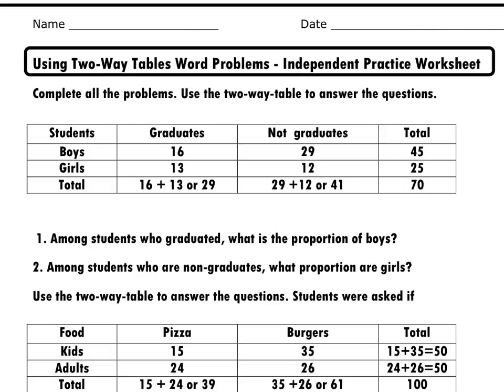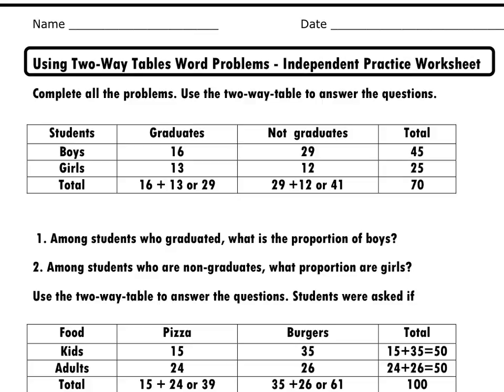Well, there are 16 plus 13 or 29 graduates, 29 plus 12 or 41 non-graduates, and 29 plus 41 is 70, 45 plus 25 is 70. So that's the way these two-way tables are set up, and we're actually going to use that. We're going to make some tables here in a minute, but right now we want to look at, among the students that graduated, what is the proportion of boys? So it's really a conditional problem. Given that the student graduated, what is the proportion or probability that it's a boy?